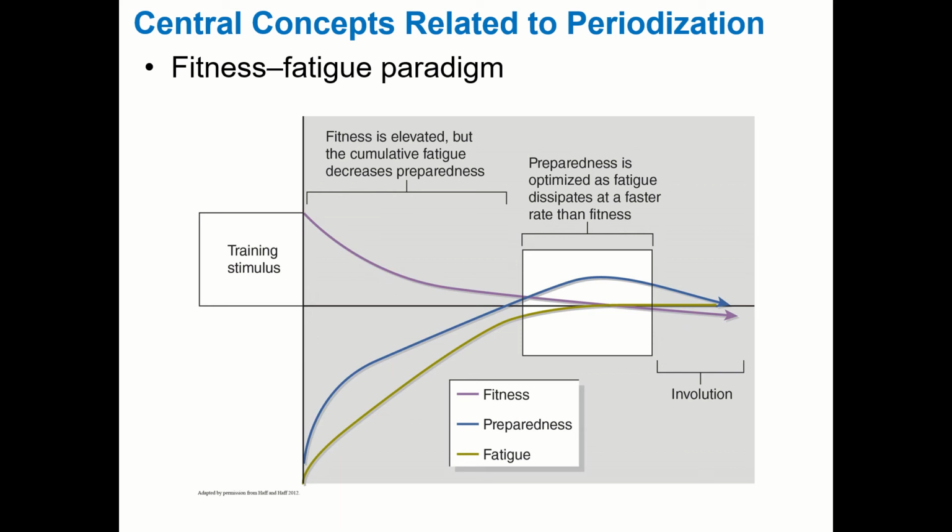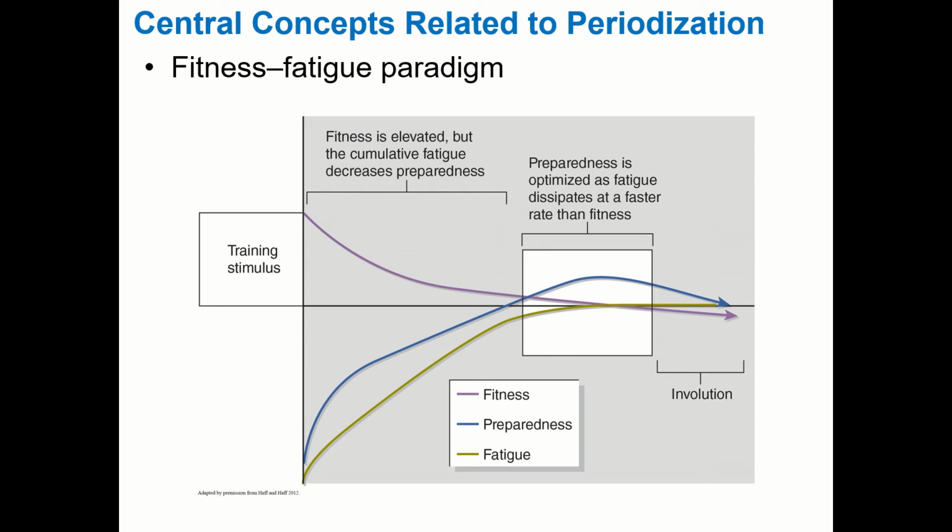They won't have improvements in their VO2 max, they won't have improvements in their lactate threshold, muscular strength, whatever you want to measure. So because the training stimulus is not high enough, even though they have a low level of fatigue, because you're not really training that hard, their fitness remains at a pretty low level, and so their preparedness then remains at a low level.